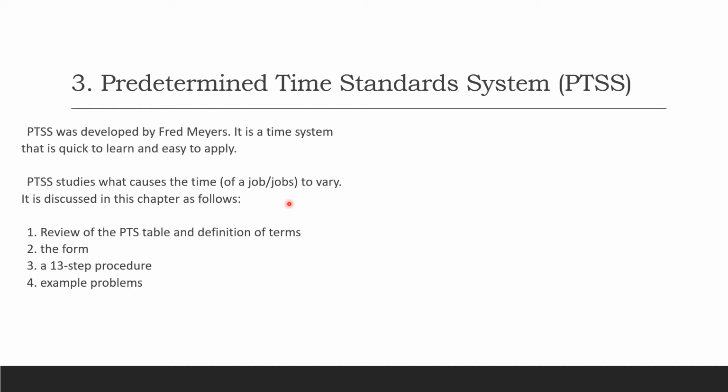So what we do with PTSS is first we review the PTS table and then define the terms. Then we have the form to fill out, and then a 13-step procedure to follow. Then I'm going to give you example problems so that you can understand what PTSS is. What it studies is what causes the time of a job or jobs to vary.